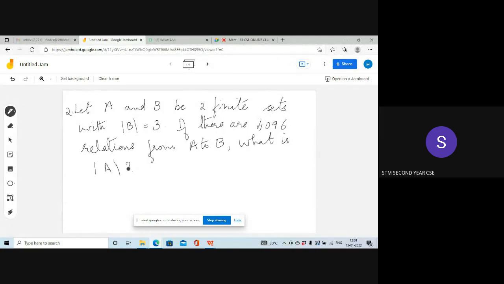So did you write down the question? Please find out the answer. I'll give you 1 minute. Let A and B be two finite sets with cardinal number of B equal to 3. That is, the number of elements in set B is given, and also the total number of relations is given. So you have to find out the number of elements in A.